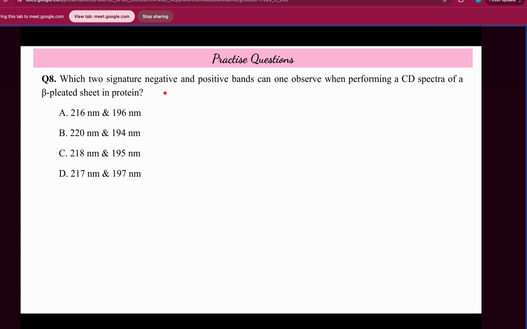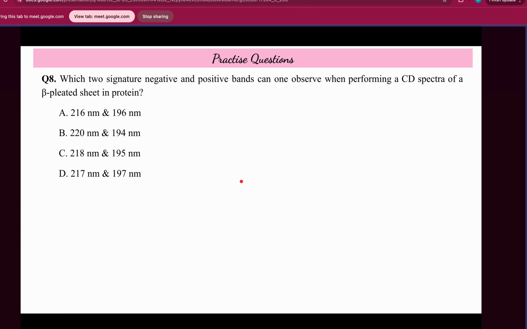Next question is which two signature negative and positive bands can one observe when performing a CD spectra of beta pleated sheet in the protein? Option A is 216 nanometers and 196 nanometers. Option B, 220 nanometers and 194 nanometers. Option C, 218 nanometers and 195 nanometers. And option D is 217 nanometers and 197 nanometers.